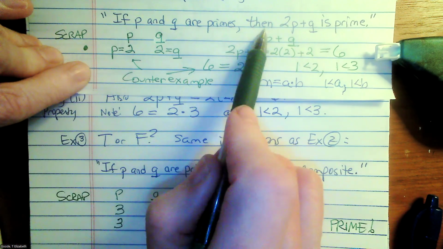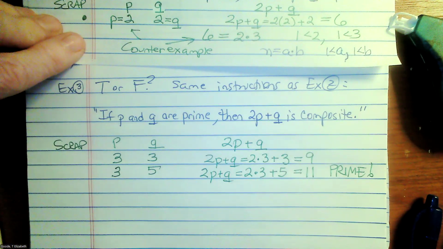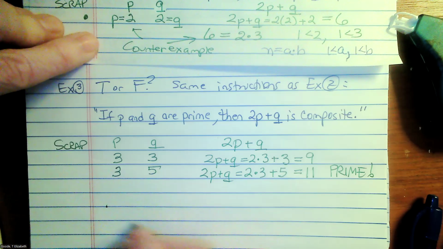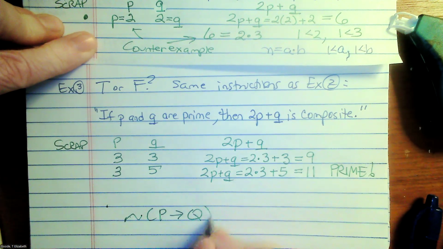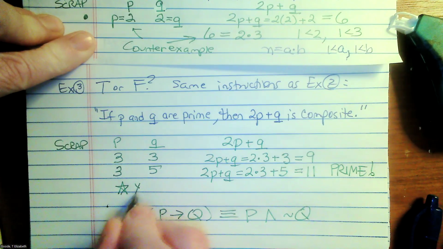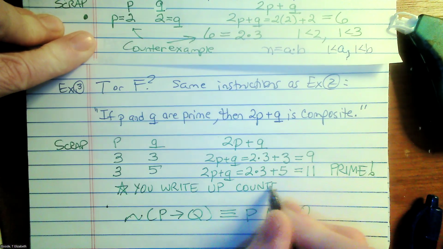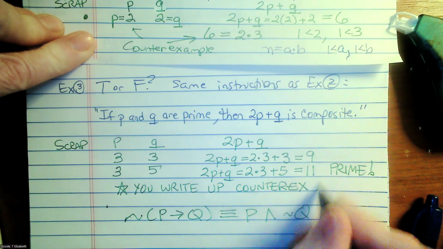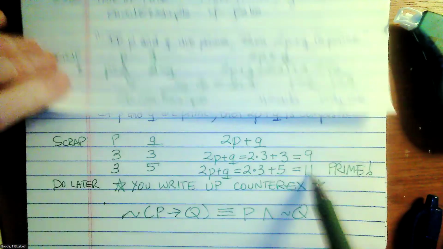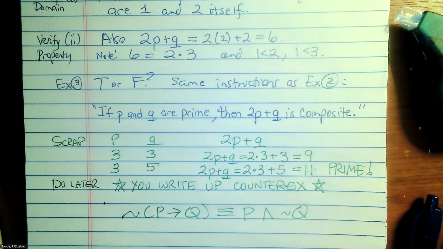The negation of an if-then cannot be another if-then. The negation of an if-then is an and, right? The negation of P implies Q is that P happened and Q failed to follow. So I'm going to say you write up the counterexample for that one, you can do that later. It's going to be very similar to what we did here, except this is going to turn out to be prime. So we'll talk about why it's prime instead of why it's composite.